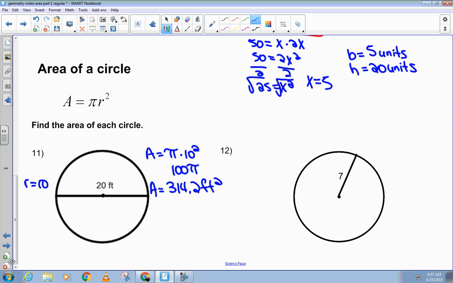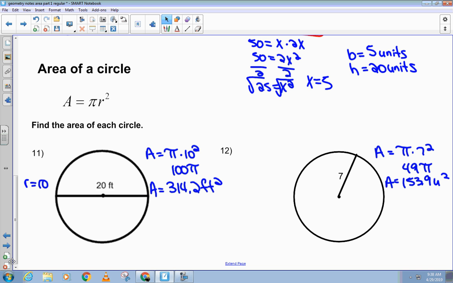What do they give me in the next one? They give you the radius, right? So that's going to be pi times 7 squared. What's 7 squared? So I got 49 pi. 49 pi is 153.9. And that one's units squared. Area of a triangle, base times height divided by 2, and area of a circle, pi r squared.